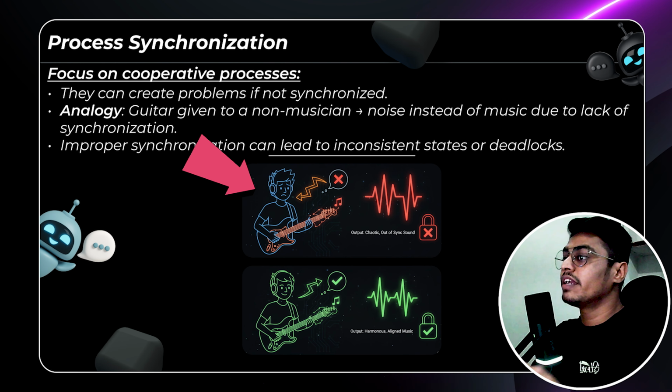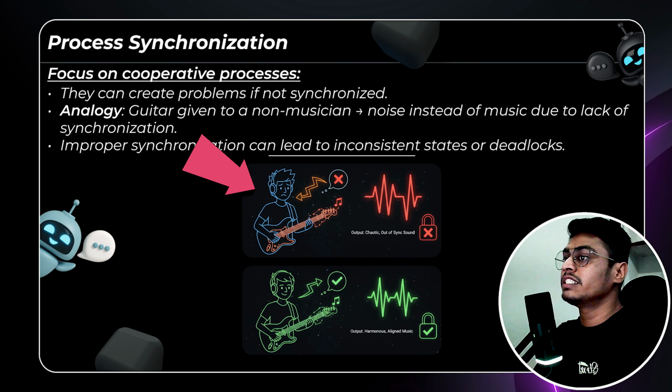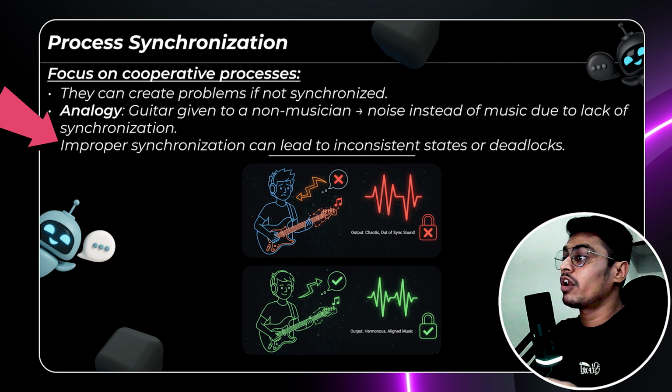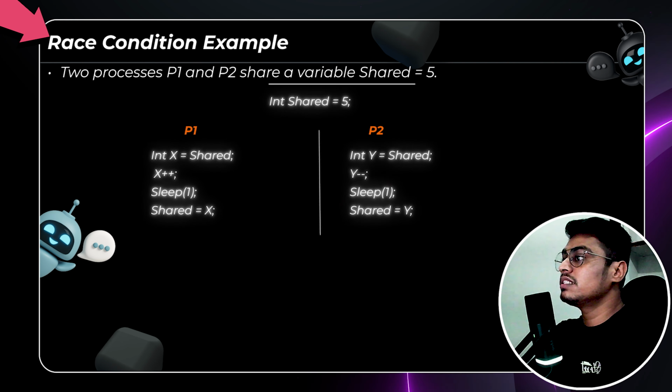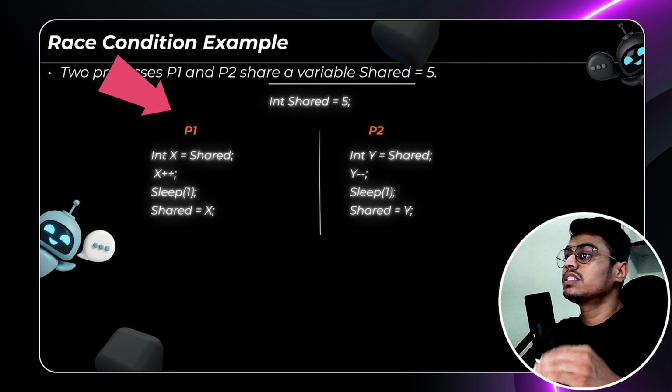It's like giving a guitar to someone who doesn't know music, then they will create only noise instead of music because the strings aren't synchronized. Similarly, if cooperative processes aren't properly synchronized, they can lead to inconsistent states and deadlock that are difficult or impossible to resolve. So there is a condition called race condition. Let's examine a race condition through a simple example.